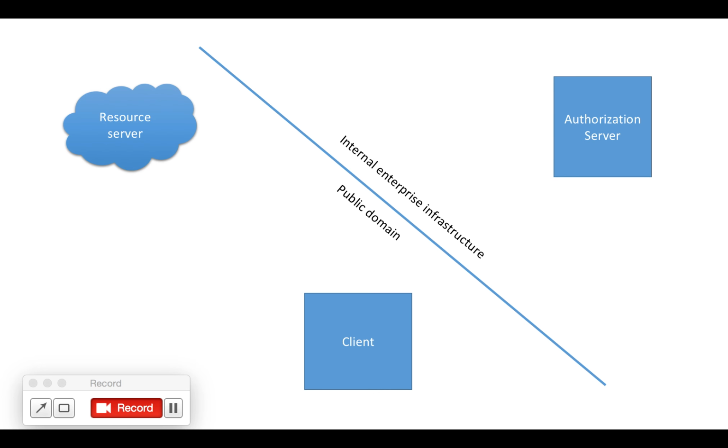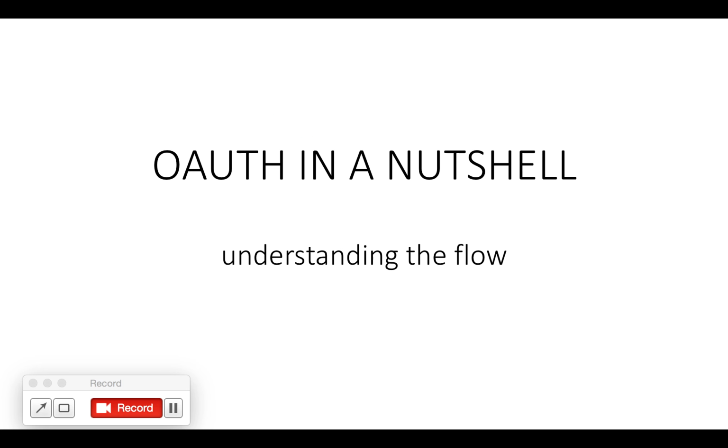But there is also a possible scenario where resource server is also on a public domain. Okay, so only authorization server is part of the enterprise infrastructure, and both client and resource server are actually on a public domain. Okay, so it's not that simple to do frequent communication between the resource server and authorization server, because now you have network latency between them. Okay, and it might take more time.